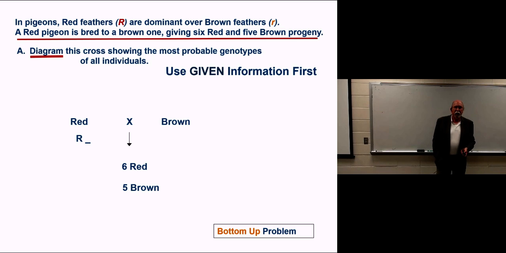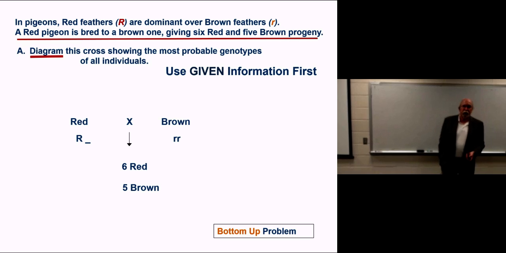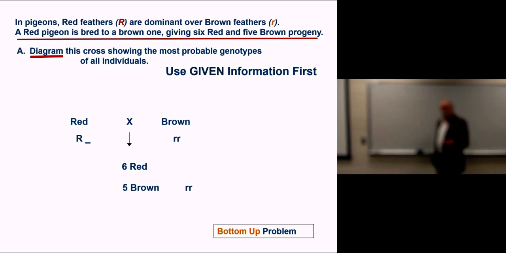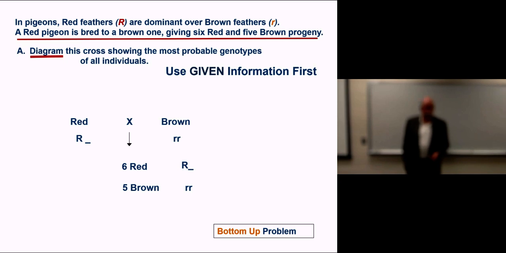What about this brown guy? What's recessive? The only way to be recessive is to be homozygous recessive, to have both alleles. This parent gave you a brown, this parent gave you a brown on those homologs. You're a homozygote. So this guy must be homozygous recessive, little r, little r. Same thing with the progeny. In order to be brown progeny, you better have two little r's. In order to be a red progeny, you better have one big R.